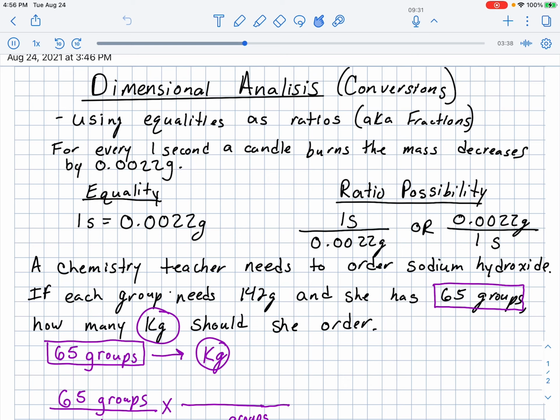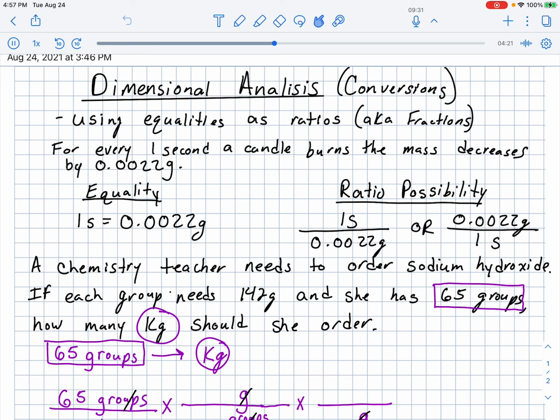We're not going to focus on numbers right now. We're just going to focus on our conversions. And so groups, well, what can I convert groups into? Well, the problem tells me that each group needs 142 grams. So I can convert groups to grams. By doing that, it's going to allow me to cross out my groups. Well, now I have grams, and I don't want to end up with grams, so I know I have to keep going. And in this case, now I have grams on top, so I'm going to put grams on bottom because I want the grams to cancel out.